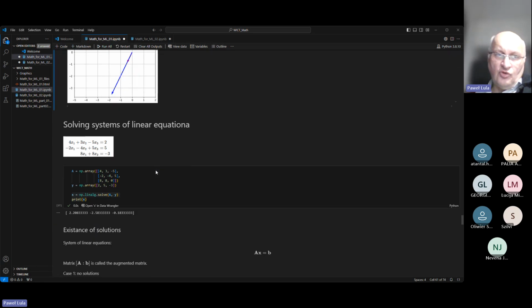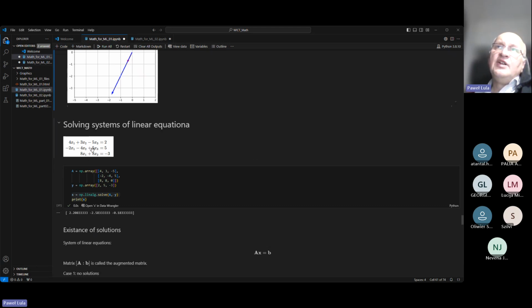The next issue, which is also very important in mathematics and in linear algebra, is the problem of solving systems of linear equations. I think that you met this problem many times. Here we see an example. We have a system of linear equations. Here we have 3 equations with 3 unknown values, parameters, x1, x2, and x3.